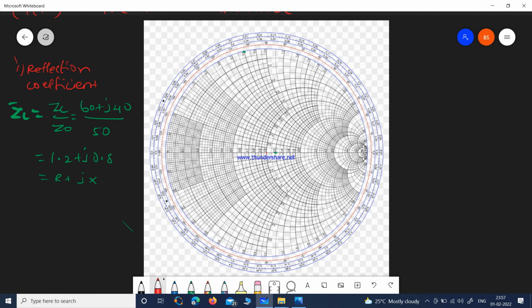So this 1.2 is going here, and this point we are getting here. So both these circles meet at this point. Let us take this as O and this point as P.